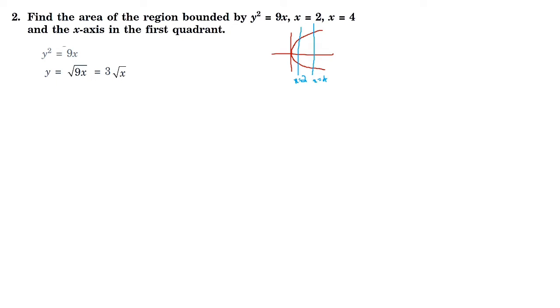As I said before, the limits are given to you in terms of x. When the x limit is given to you, it means our formula will be y dx. So that's why we need y. Okay, so we have calculated y as 3 root x.